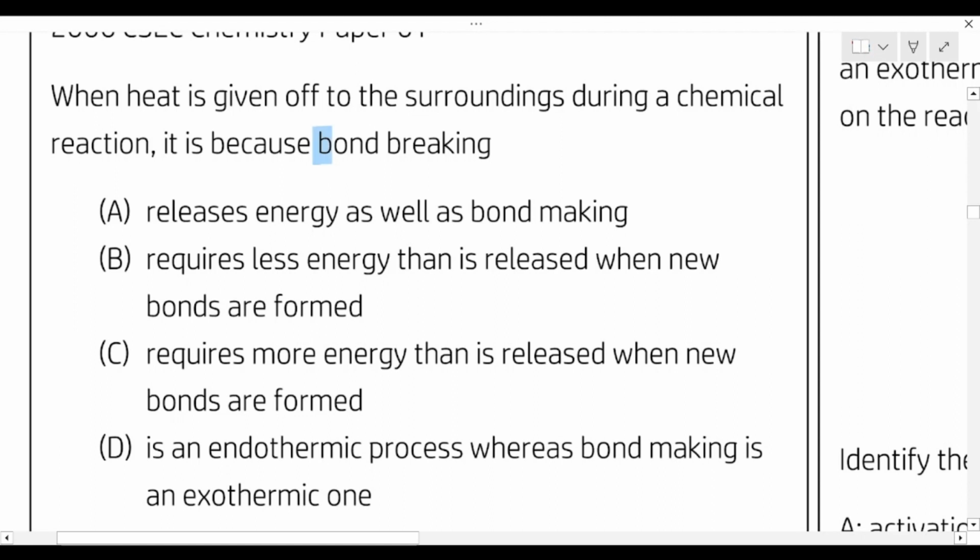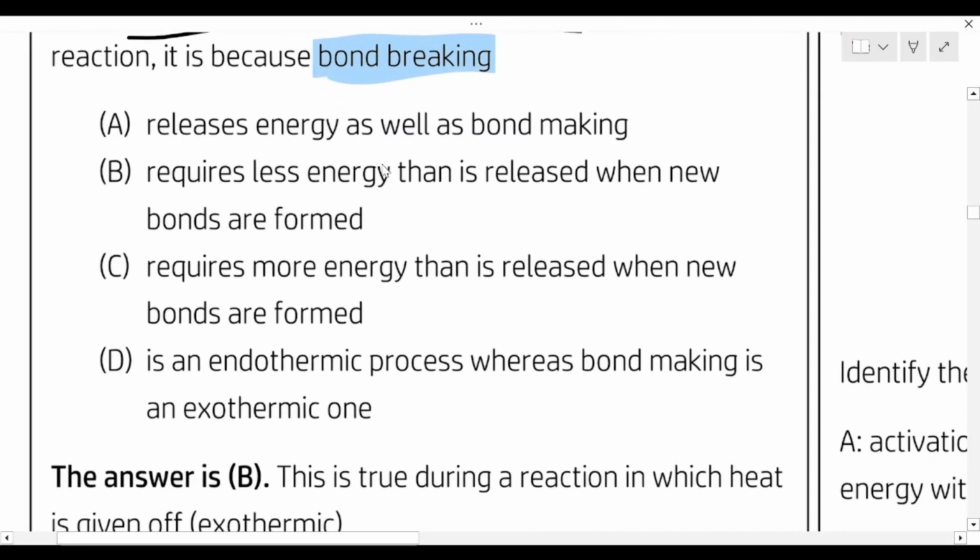So we're talking about bond breaking here and why heat is given off to the surroundings. And we know that bond breaking is an endothermic reaction, whereas bond making is an exothermic one. However, we're talking about when heat is given off. So therefore, we need to make the distinction that when heat is given off, i.e. an exothermic reaction, bond breaking requires less energy than is released when new bonds are formed, i.e. overall energy is released. So the answer for that is going to be B.